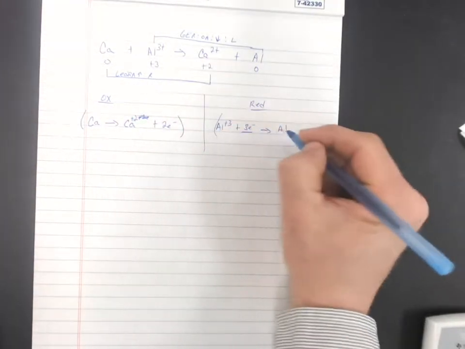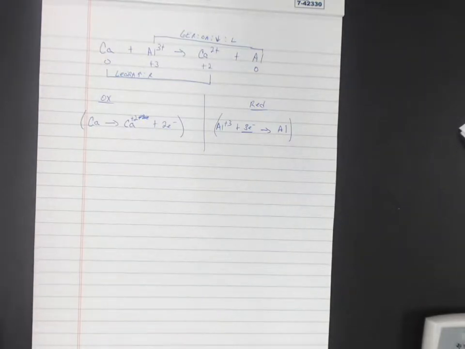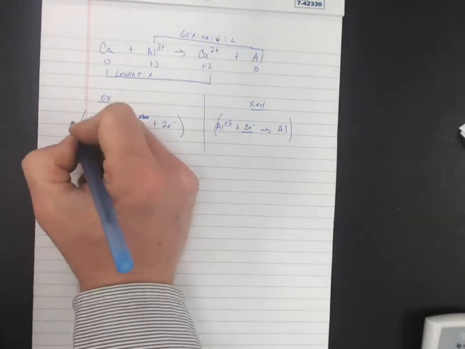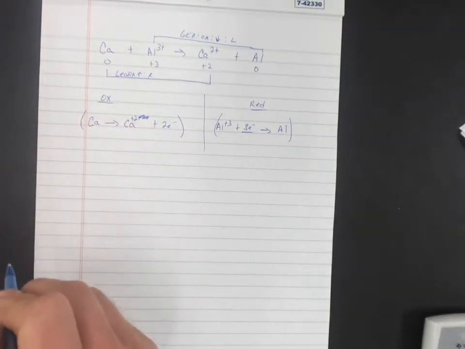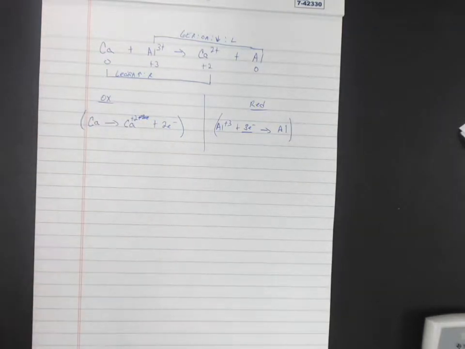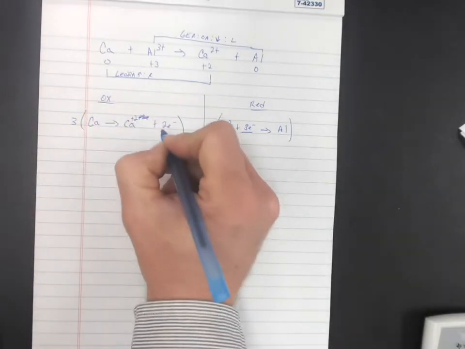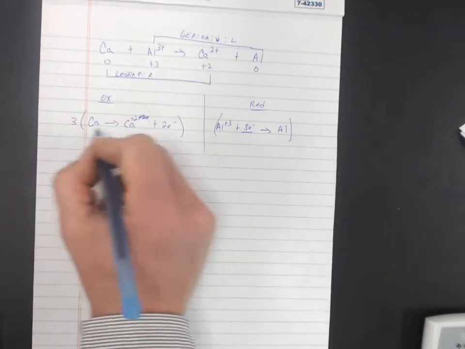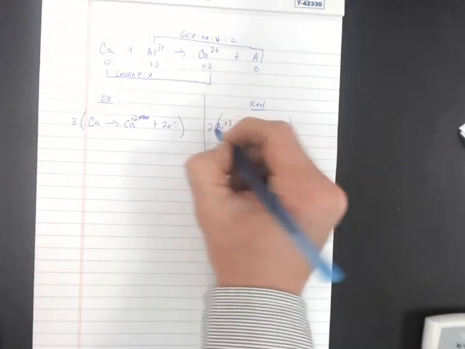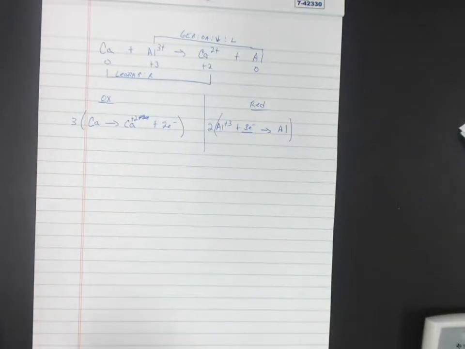I need to get electrons lost and electrons gained to be equal. So I'm going to multiply the left-hand side by what number? 3. There you go. You see why? I got to get it to 6. Yep, and 2 times 3 is 6. And the right-hand side, I'm going to multiply by 2. So let's go ahead and whip those out.